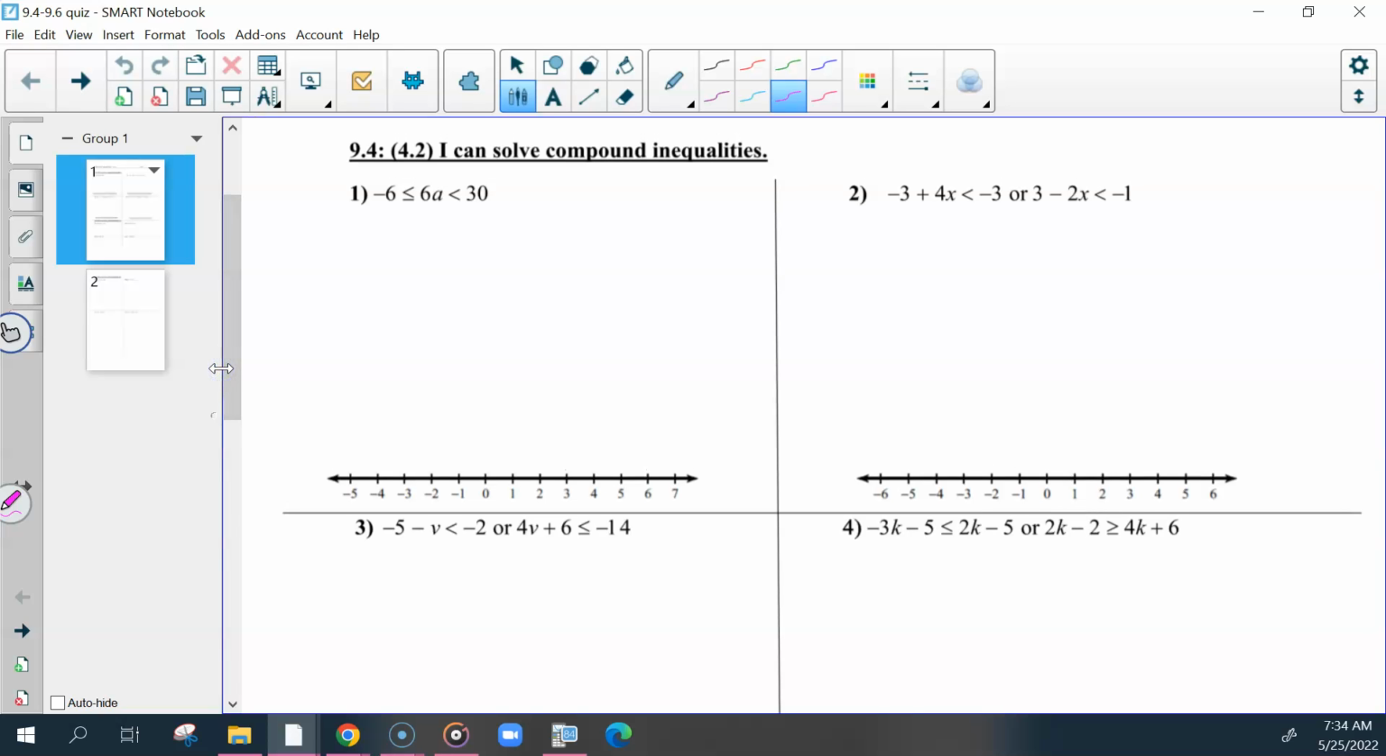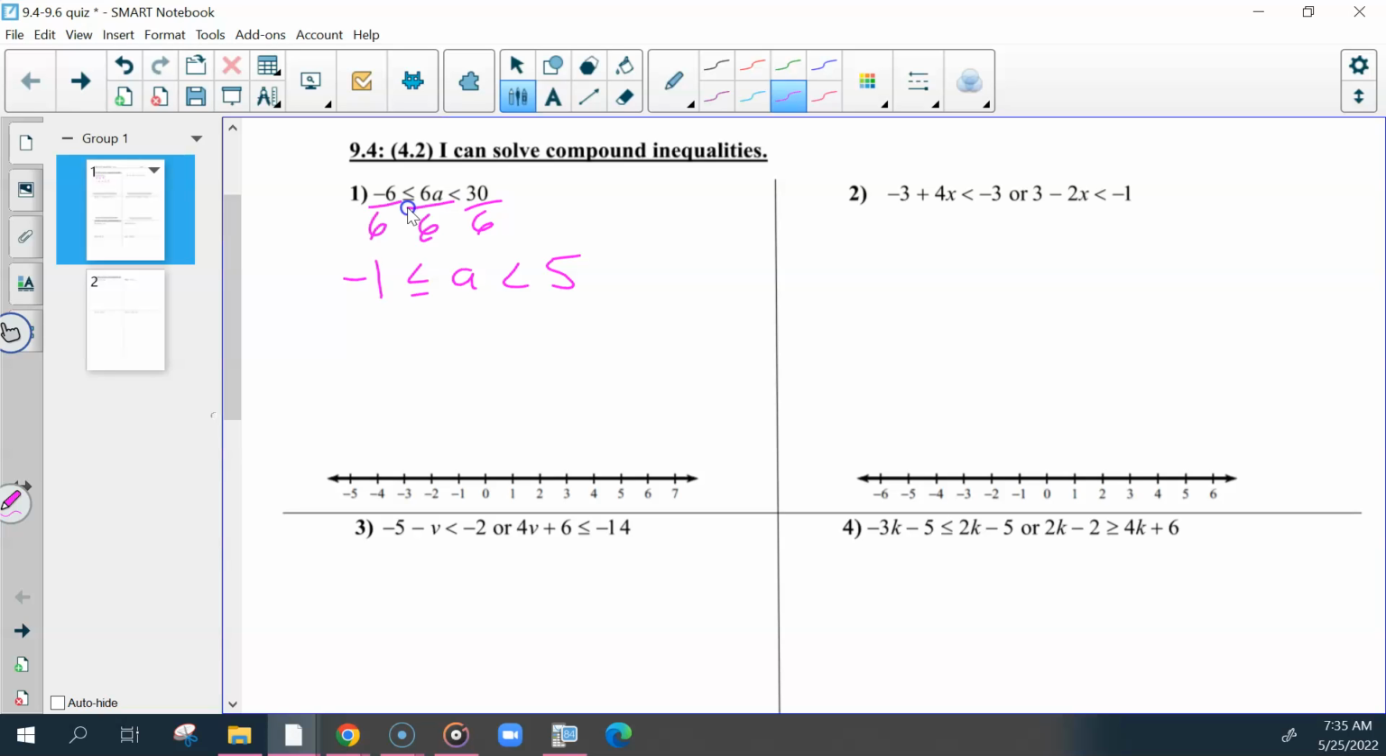For number 1, this was an "and" inequality, so you should have solved everything together at the same time. You would have divided everything by 6. So this would have given you -1 is less than or equal to a, which is less than 5. So that was your inequality answer. You could have also put it in interval notation, but that was fine.